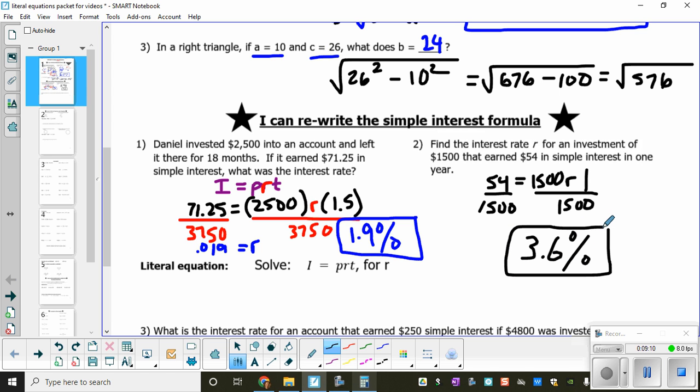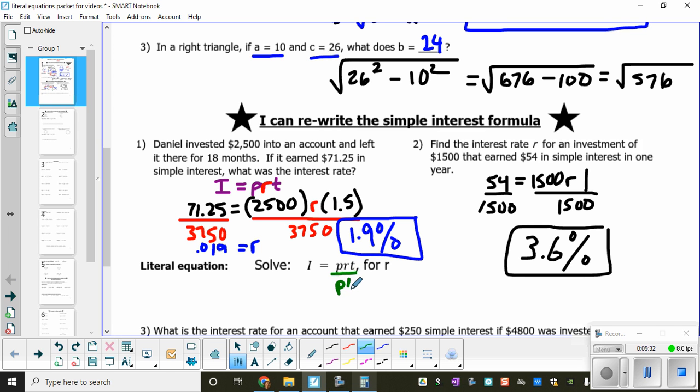So what we're doing to solve for R is we're basically just taking the interest and dividing it by whatever P times T is. We did it here. We took the interest and divided it by P times T. So let's look then at the literal equation. If I have the simple interest formula and I'm trying to solve it for R, I'm just going to divide by whatever P times T is.